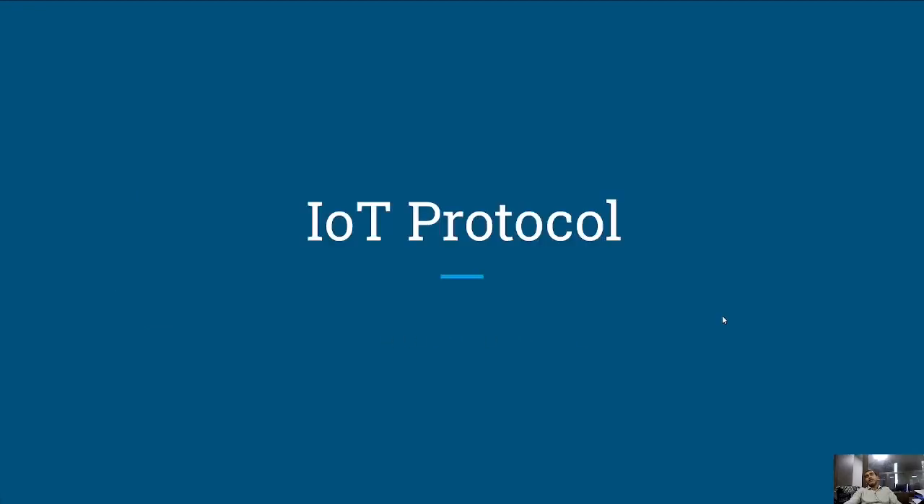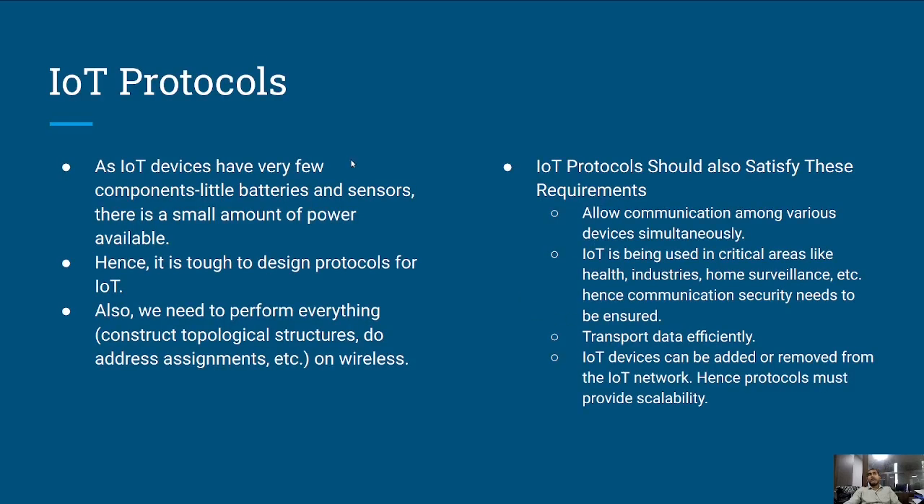Now let us have a look into the IoT protocols. The protocols are the rules and regulations that govern the data transfer. Without protocols, in fact, there will be a lot of collisions and data communication will be impossible. As IoT devices have a very small number of sensors and components, they have smaller capacity batteries available. So there are tough design constraints for these protocols.